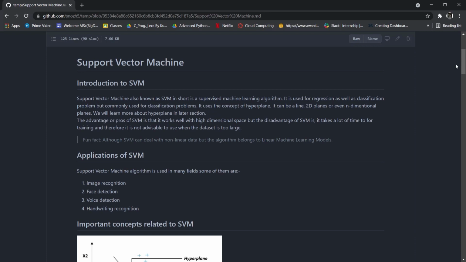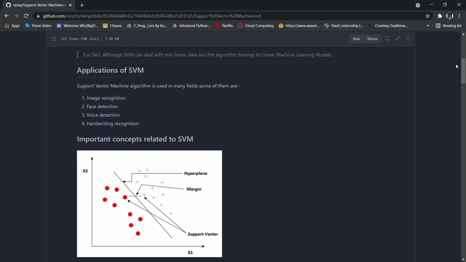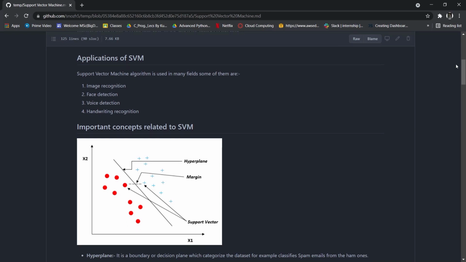SVM is a supervised machine learning algorithm that is used for classification and regression problems. It can solve linear and nonlinear problems and works well for many practical issues. And the basic idea behind the algorithm is that it creates a line or a hyperplane that separates our data into categories. The basic applications of SVM are image recognition, face detection, voice detection, etc.